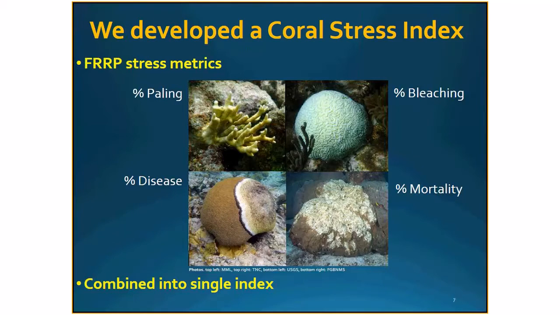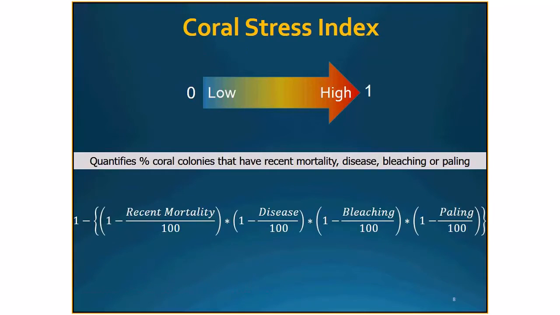Stress can be defined in different ways, but in this case, I wanted to combine these four metrics into one to define stress. They collected data on all of these, of course: percent paling, bleaching, disease, and mortality. Not only recent, but also old mortality. So to do this, I combine these four in this method.